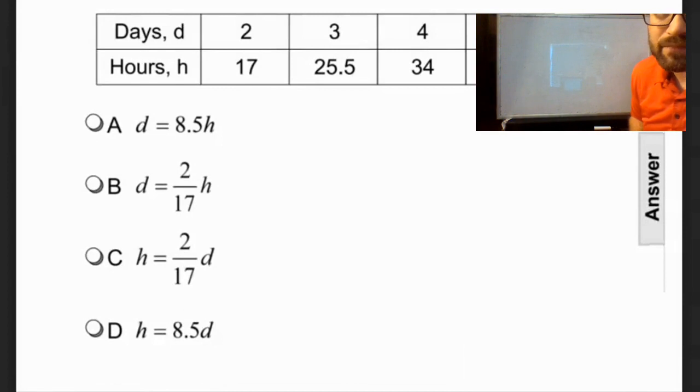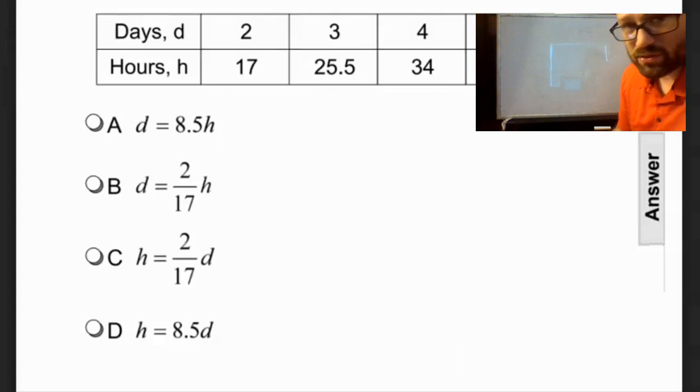So in this case, maybe the number of days is going to be our x, and our hours are going to be y. And so if we work 17 hours in 2 days, and 25.5 in 3 days, and 34 divided by 4, we just want to make sure that we have a constant relationship. And so 17 divided by 2, 8.5, right?